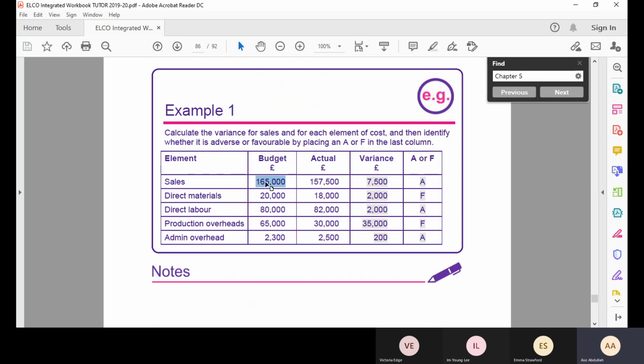you can see it's almost about 5%. The difference is closer to 5%. So in this situation, it is 4.5% for sales. The variance between actual and budget is 4.5%. So in this situation, it may be worth it to investigate.